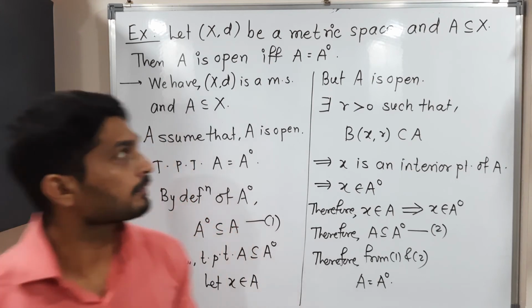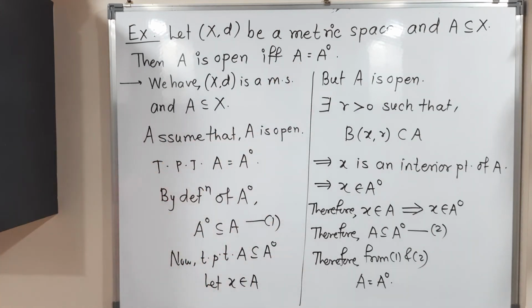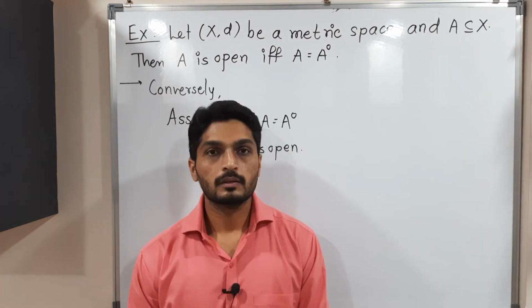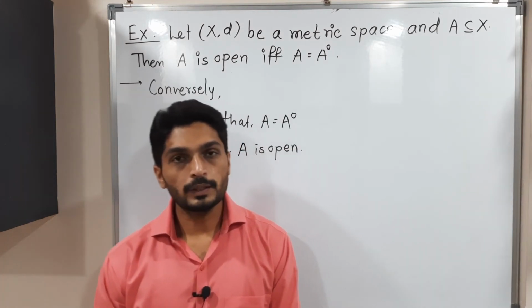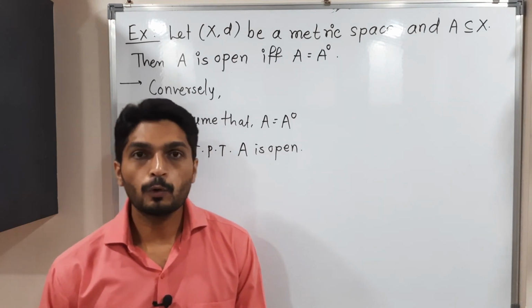In the converse part we will assume A is equal to A interior and we will prove that A is open. Make a screenshot of it. In the converse part we assume that A is equal to A interior, and what we have to prove? A is an open set.